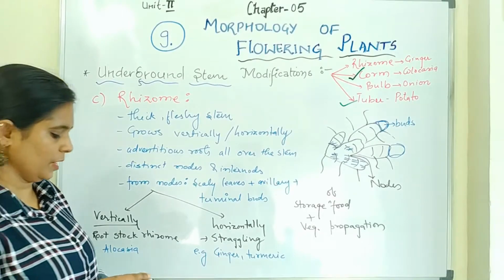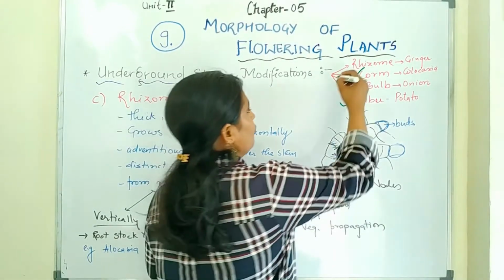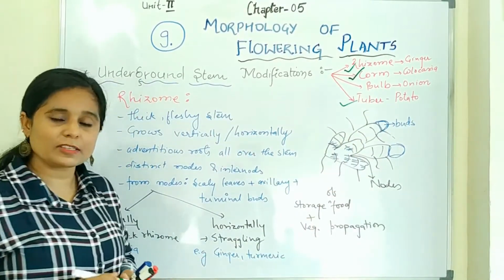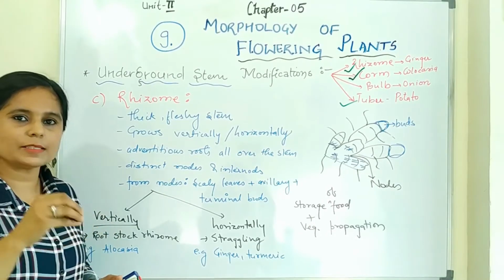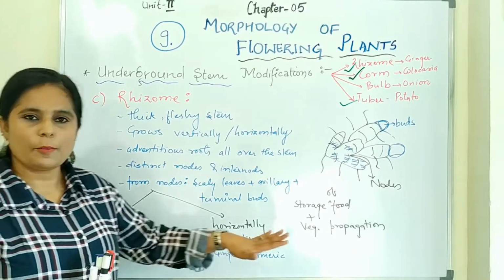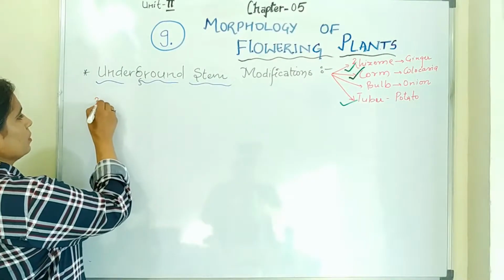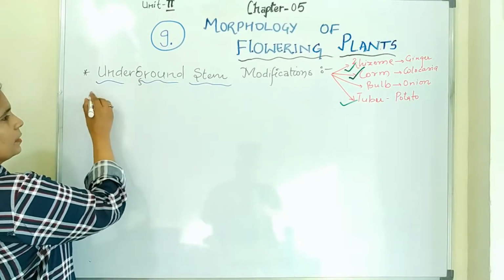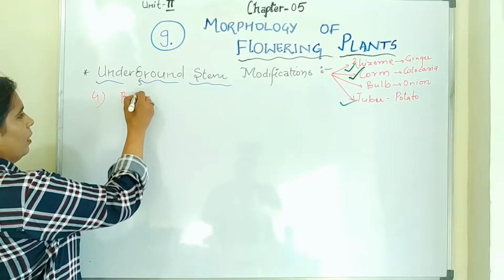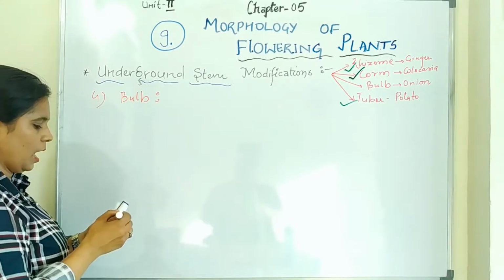So we have read about 3 modifications. All of these 3 modifications are for the purpose of storage of food. That is why they become thick, and they are also helping in vegetative propagation. The next modification, the last one, is bulb, and the example is onion.